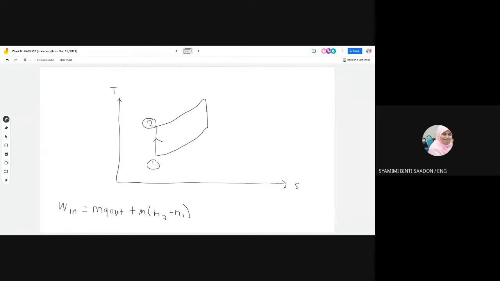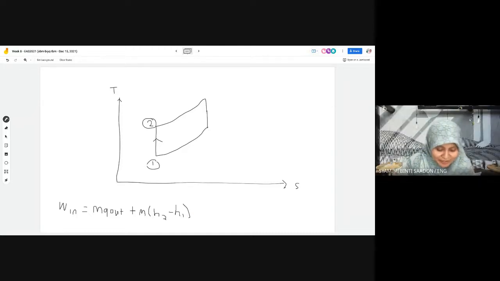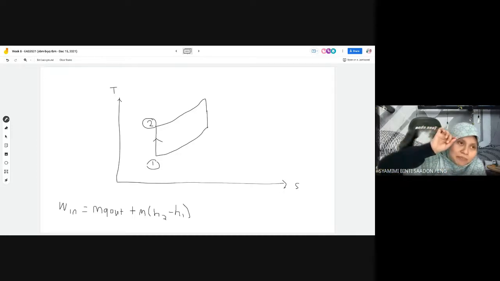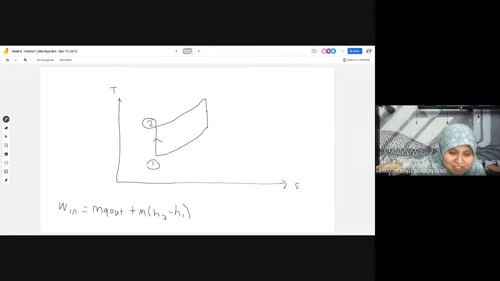Okay, this is your energy balance for the compressor. It's just that you have to add a dot on the m because it is a mass flow rate. So there has to be a dot. Quite different, okay. Okay, thank you.